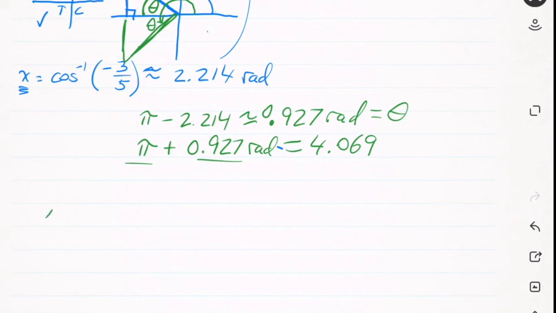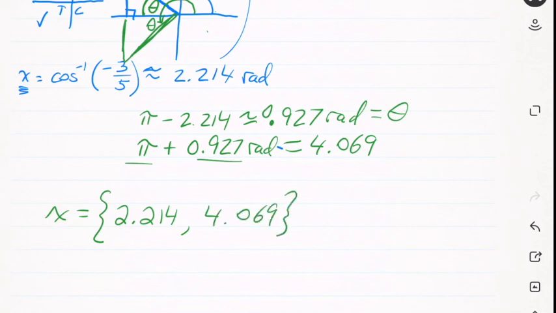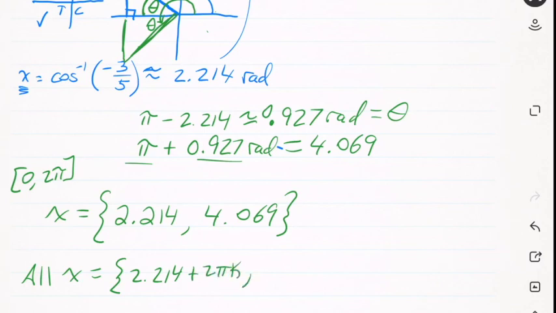So when I get down to it, I'm going to have x equal to two ugly answers. The first ugly answer is 2.214. The second ugly answer is going to be 4.069. Remember, this is just between 0 and 2 pi. If you want all the answers, then it's going to be 2.214 plus 2 pi k and 4.069 plus 2 pi k. So when they're calculator answers, it's still really important to draw the picture to figure out what these angles are going to be.